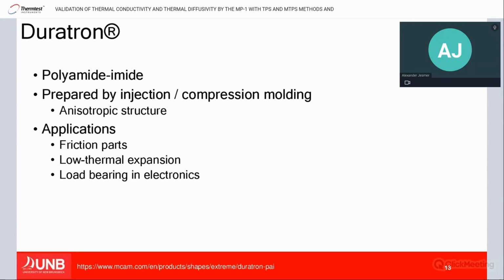Duratron in general is a high impact polymer that's used for friction parts that also need low thermal expansion or load bearing materials inside electronics that are going to also increase in temperature as well. So Duratron has a bunch of really interesting applications, and so understanding its thermal properties is important towards actually using it for these advanced materials applications.